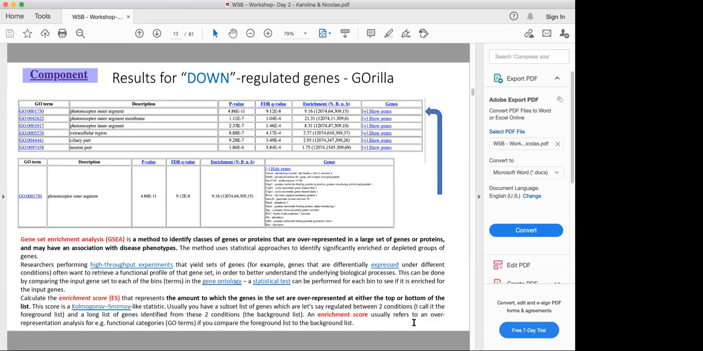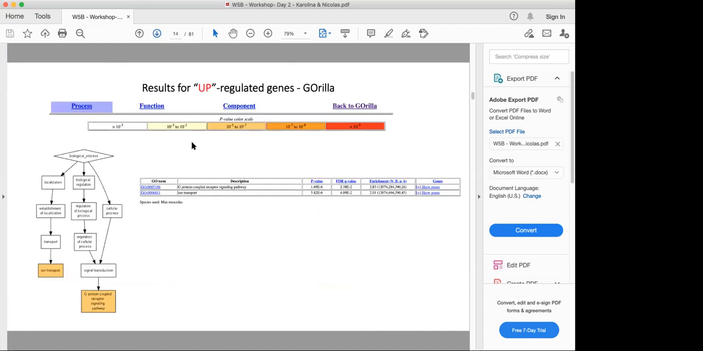So the enrichment scores will refer us to an over-representation analysis, for example here in our case, the gene ontology terms. And when we compare this foreground list to the background list, if we are comparing the upregulated genes to the background ones, we see whether they are very much over-represented or very low. And if the enrichment score is higher, then we are more happy.